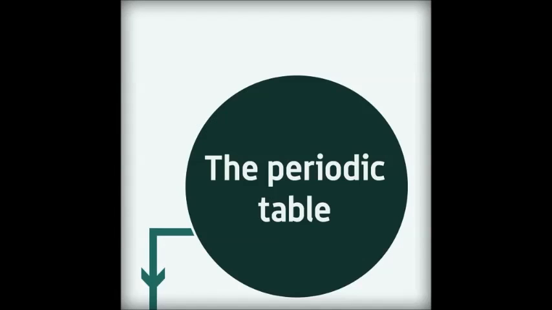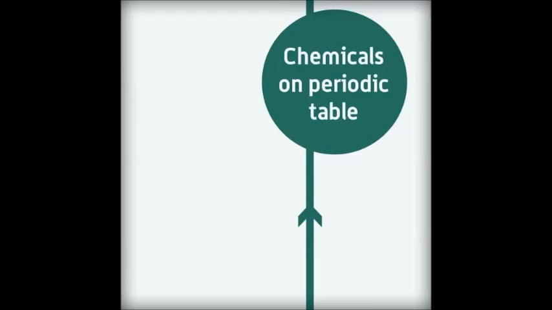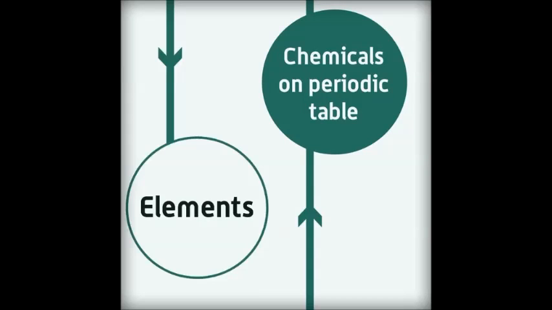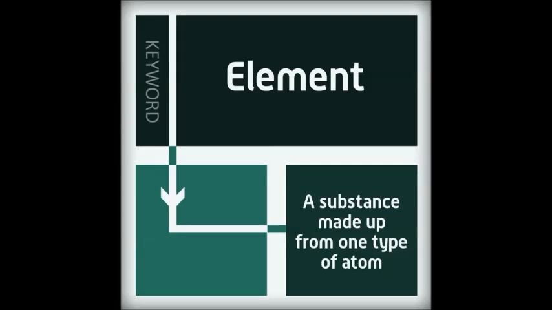In this chapter, we'll look at the periodic table and all the substances that can be found on it. The periodic table is a diagram made up from about 100 chemicals. The diagram is very carefully arranged, as we'll see. The chemicals found on the periodic table are called elements, and all known substances are made from these 100 or so elements. An element can be defined as a substance made up from one type of atom.